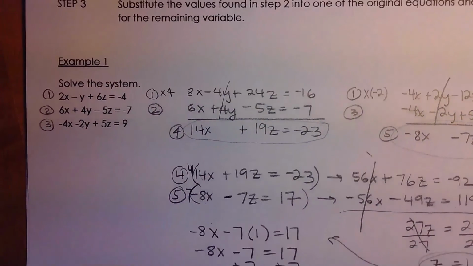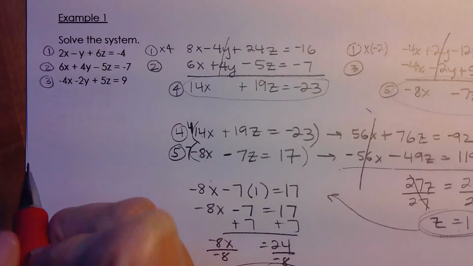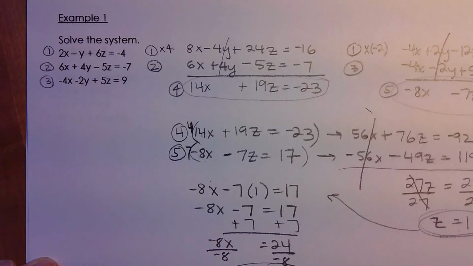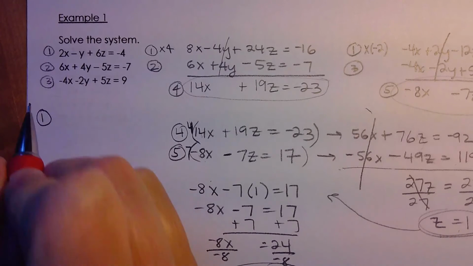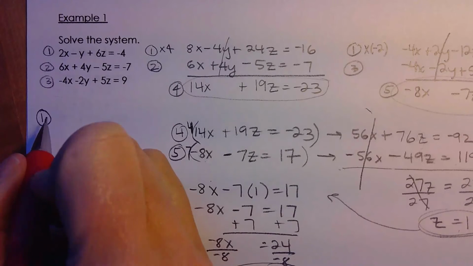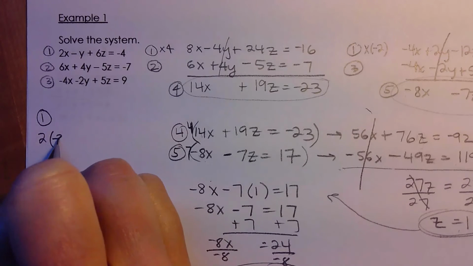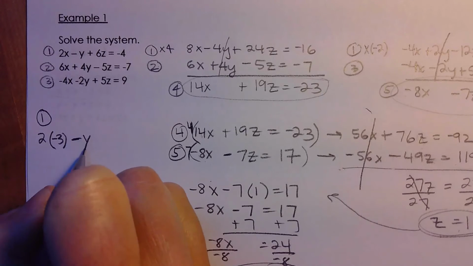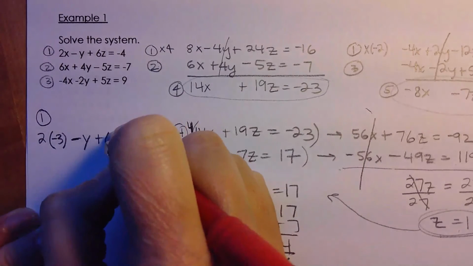So now I'm going to go back up to equations 1, 2, and 3, the originals, right? And I'm going to plug 1 in for the z and negative 3 in for the x. So let's see, which equation do I want to choose? I'm going to just choose 1. It looks like the smallest, right? So I'm plugging a negative 3 in for the x. I'm solving for the y, and I'm plugging a 1 in for the z.